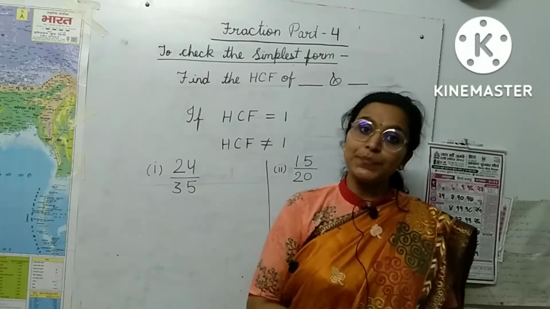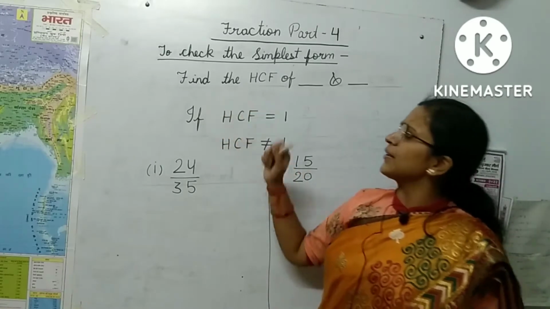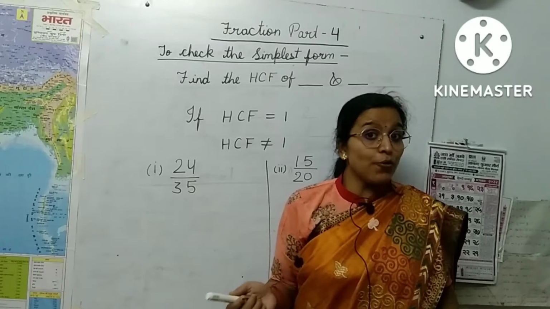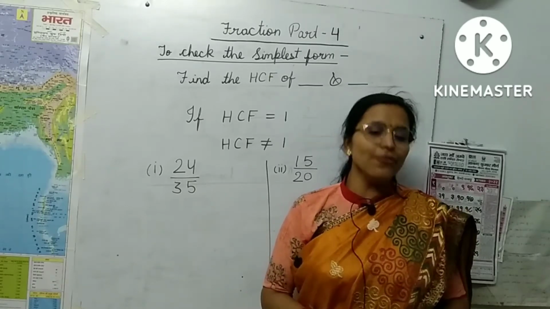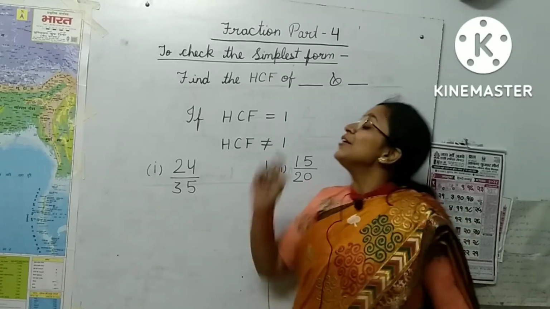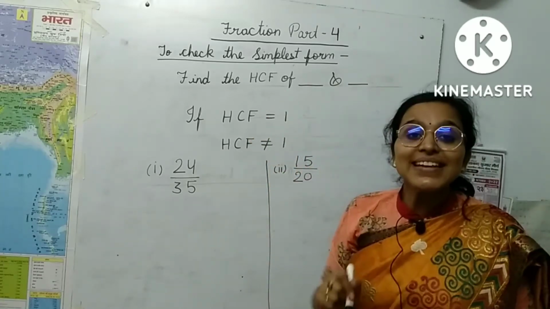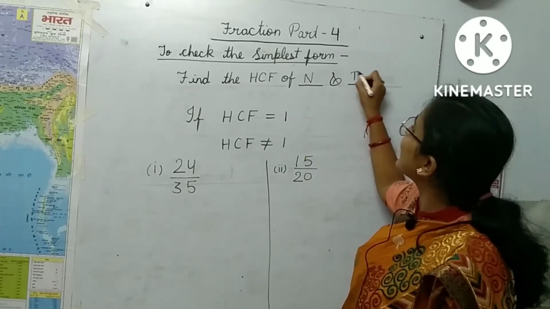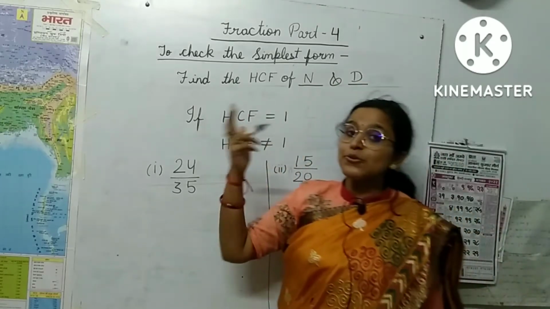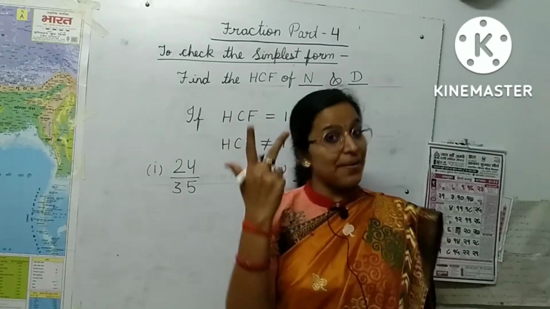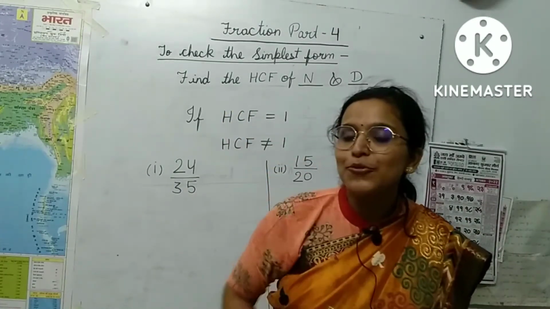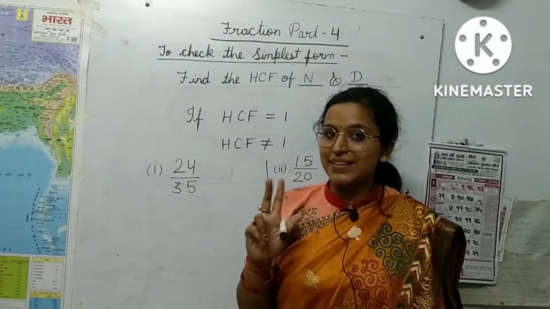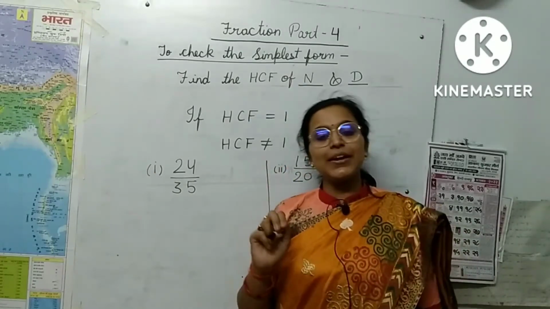Today I'm going to explain how to check whether a given fraction is in its simplest form or not. Here I have written a rule: find the HCF of the numerator and the denominator, because in a fraction two things are there, numerator and denominator. So you have to find the HCF of both. Is it clear? Very good.